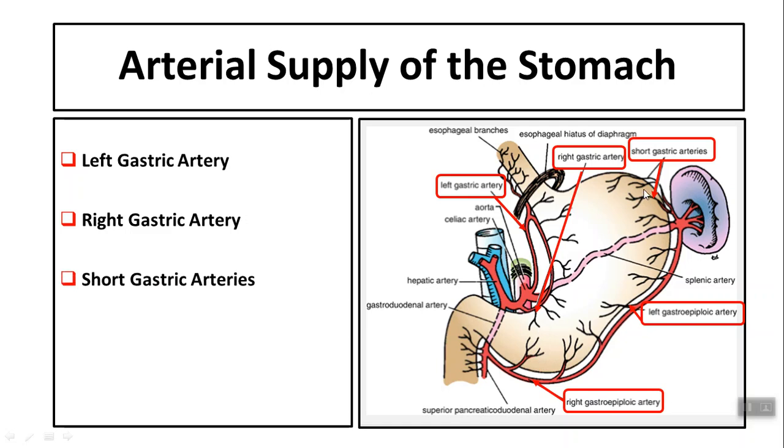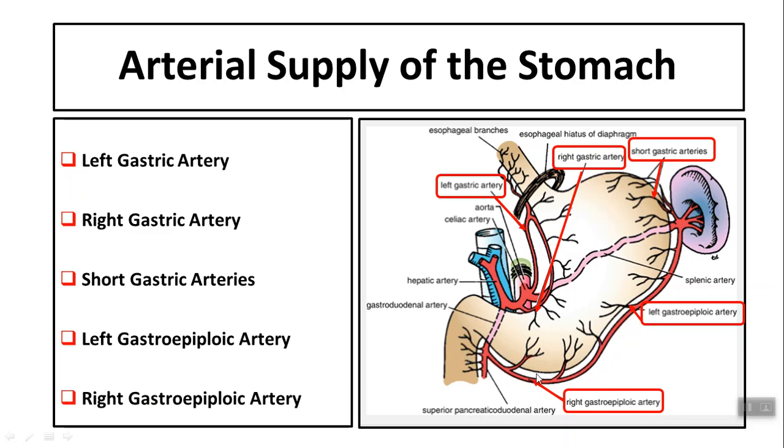The short gastric arteries. These are the short gastric arteries that originate from the splenic artery at the hilum of the spleen, and these branches will supply the fundus of the stomach. Left gastroepiploic artery. This is a branch of the splenic artery at the hilum of the spleen. It passes in between the two layers of the greater omentum on the greater curvature to anastomose with the right gastroepiploic artery.